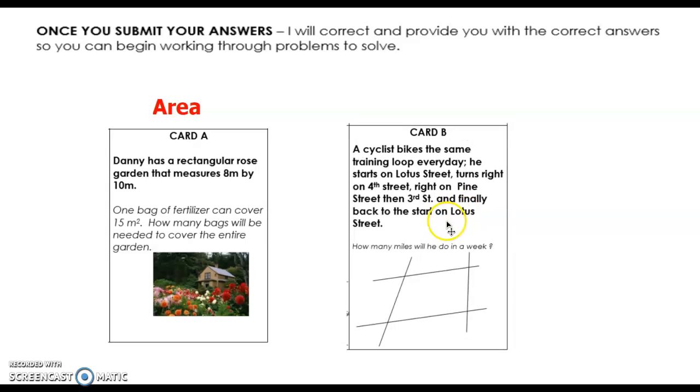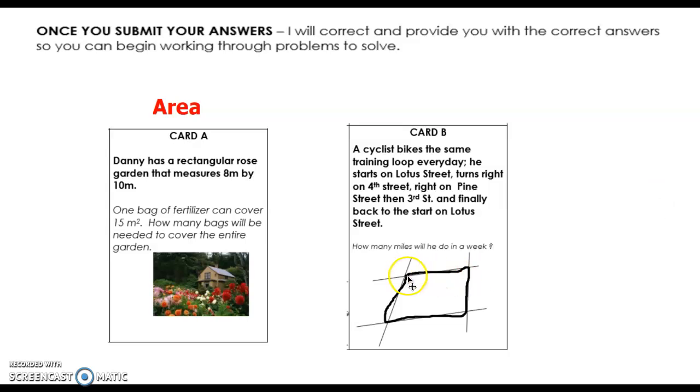Okay, taking a look at card B. A cyclist bikes the same training loop every day. So he starts on Lotus Street, turns right. And I apologize, I don't know why my map isn't showing up here. But he starts on Lotus Street, then he's going to turn right onto 4th Street, down on Pine Street, back to 3rd Street, and finally back to his starting point. So he is traveling in this little rectangle area, just like that. There he is biking. How many miles will he do in a week? That's the question I'm trying to solve.